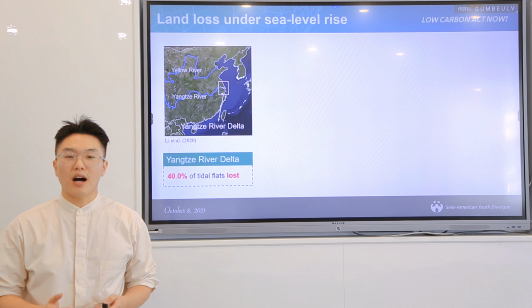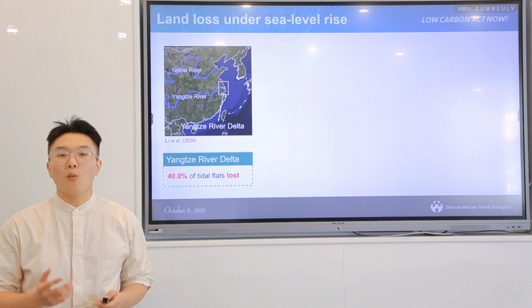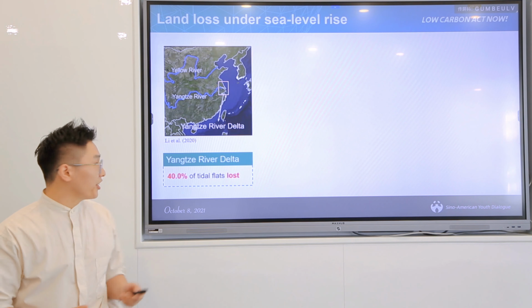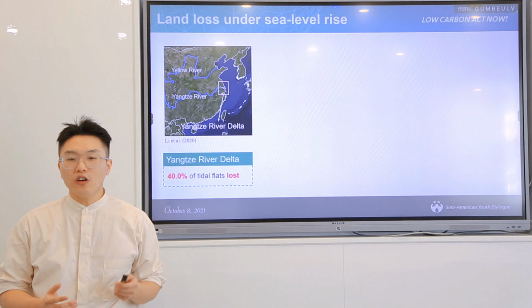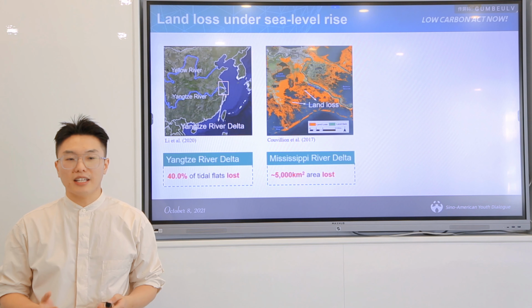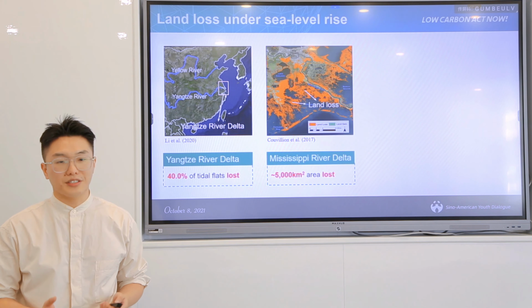However, over the past century, river delta systems, including salt marsh and wetland, are undergoing rapid land loss because of sea level rise. For example, in the Yangtze River Delta, around 40% of tidal flats has been lost. For the Mississippi River Delta in the US, around 5,000 square kilometers of area were lost.